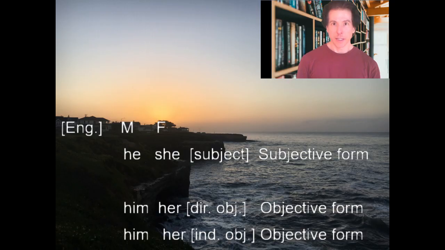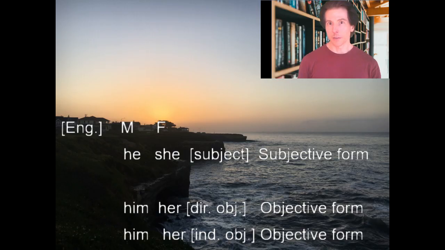But you've also got him and her. That's the objective form of those pronouns. Okay, so how does that work? Well, if it's he or she, if it's the subject of a sentence, then you're going to use that subjective form, he or she. Okay, he reads. She reads.